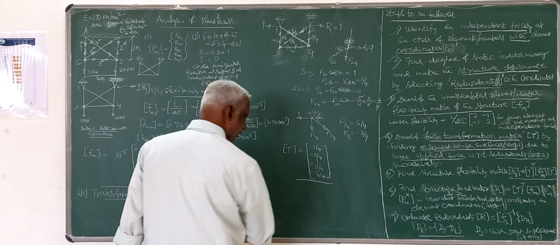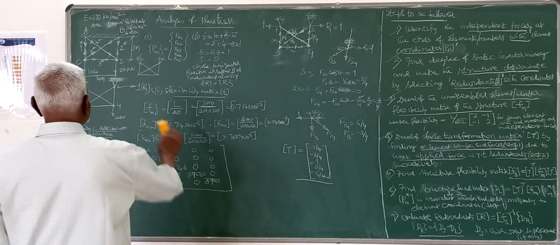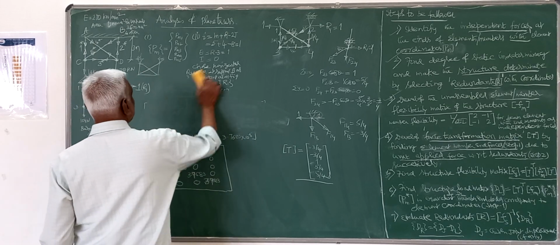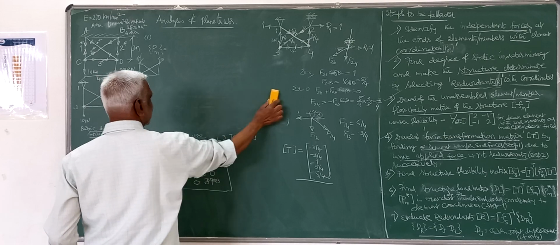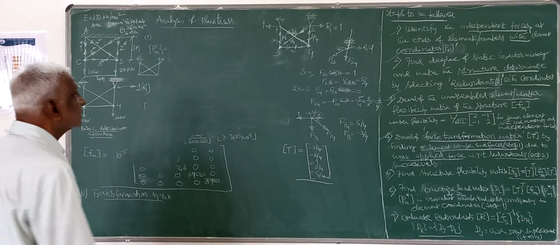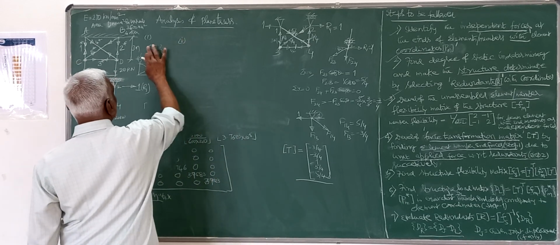Then of course, the fifth step, that is you have to generate the structure flexibility, which is nothing but T transpose FM T. So straight away you do that exercise. So that is the third, fourth, fifth step.